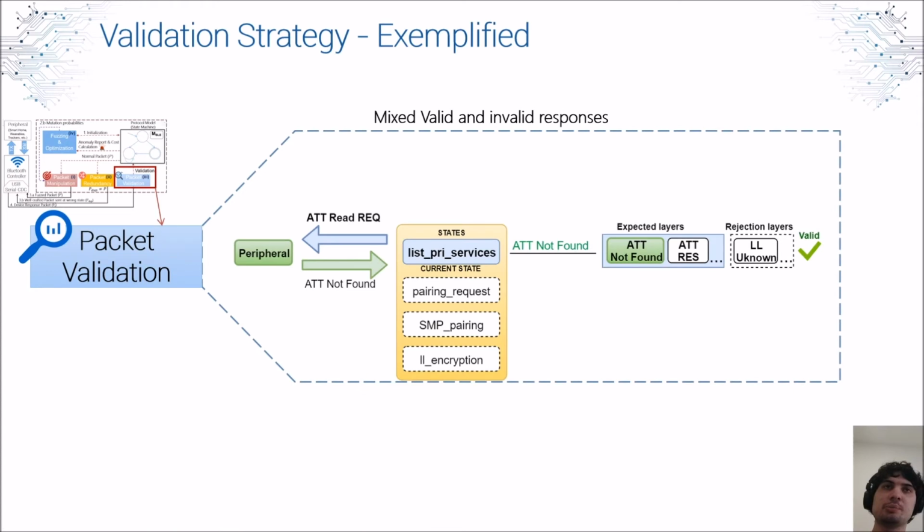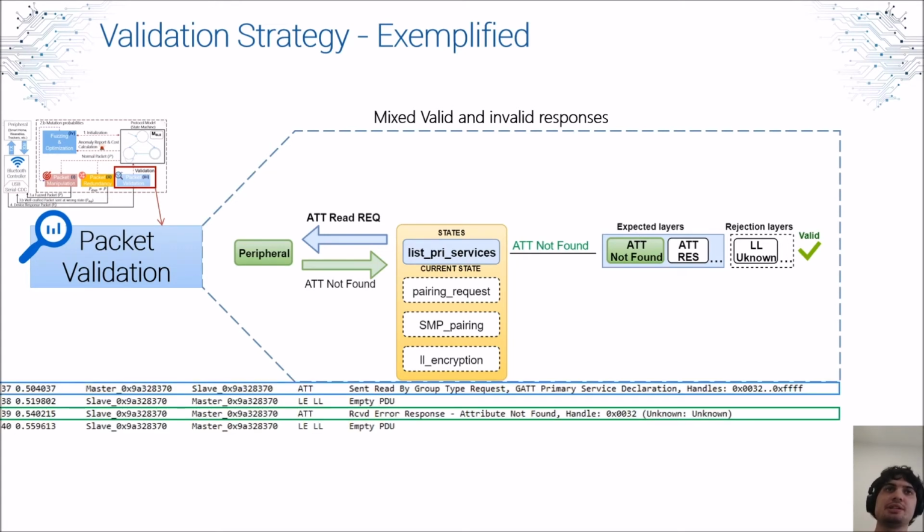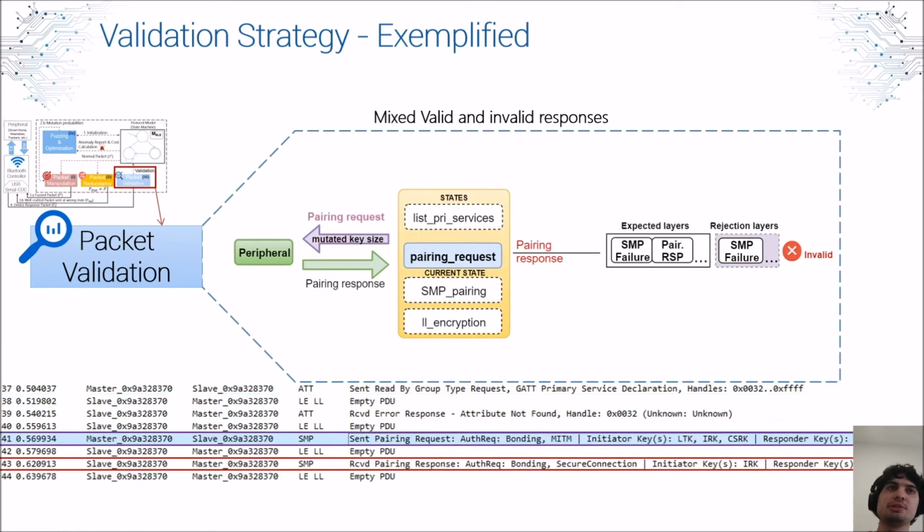Now, following up with a more complex example of the validation, which will help to detect vulnerabilities which may arise only after sending a mutation followed by a redundancy, so an out of order context here. In this case, we start with this list of services, and we send a request and receive a response which is on the expected layer, so the response is valid. Now, showing here also the captures, we proceeded to the next state, which is the pairing request. But we send a mutated packet. It turns out that one field, key size, is mutated. But then the peripheral, instead of responding with a failure message, actually responds with a normal message. And so in this case, the response is marked as invalid and then flagged as an anomaly.